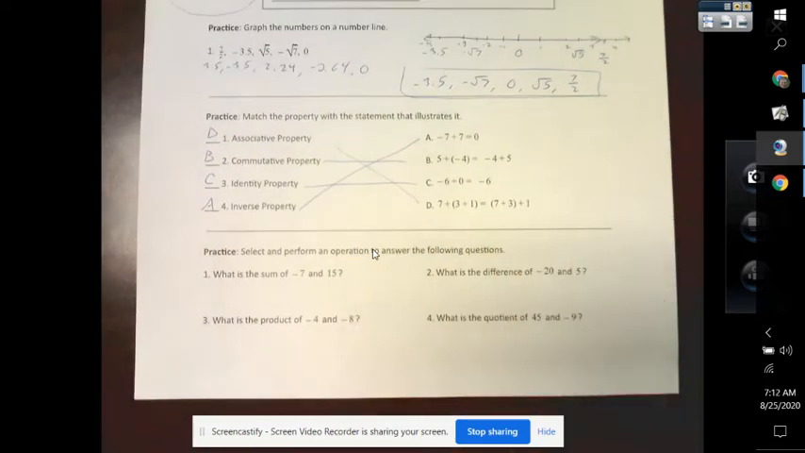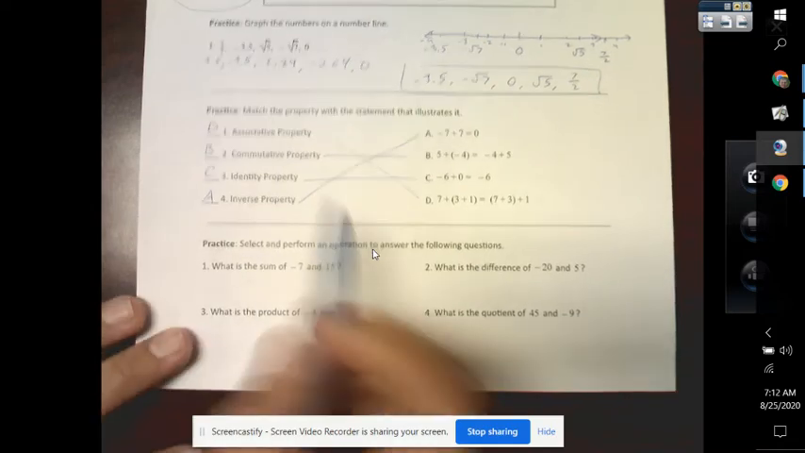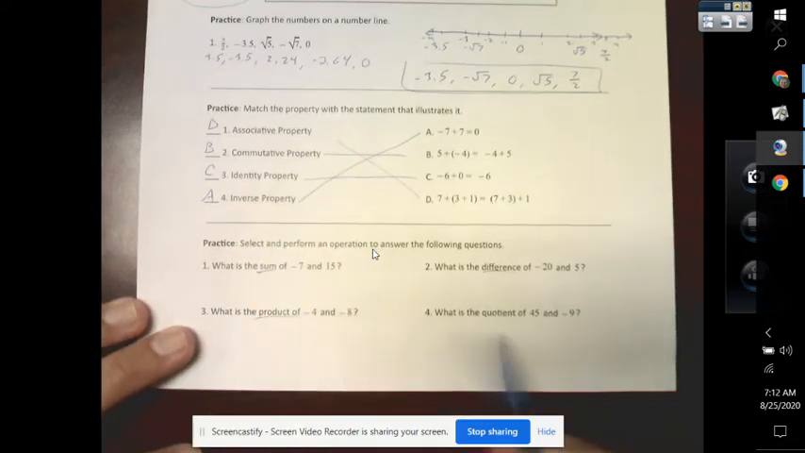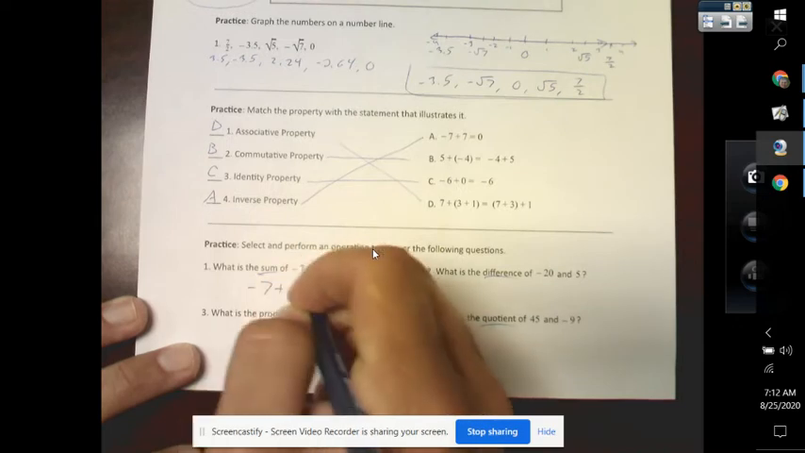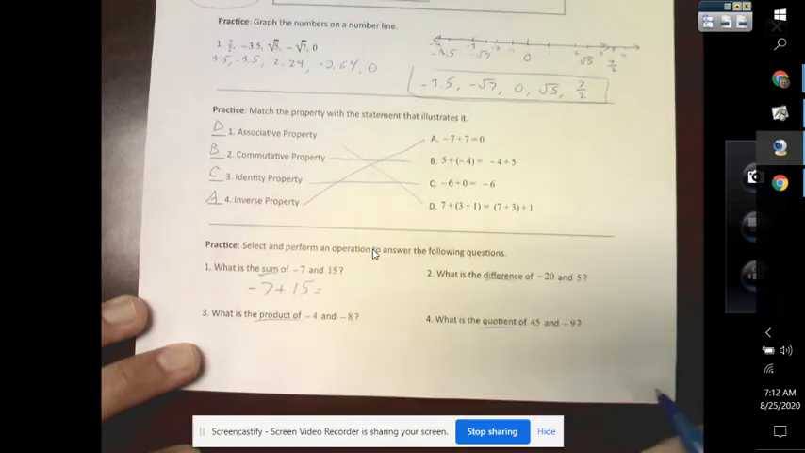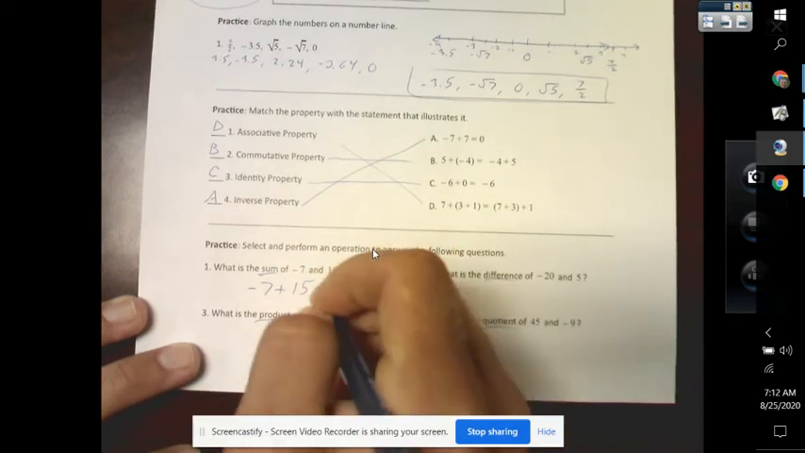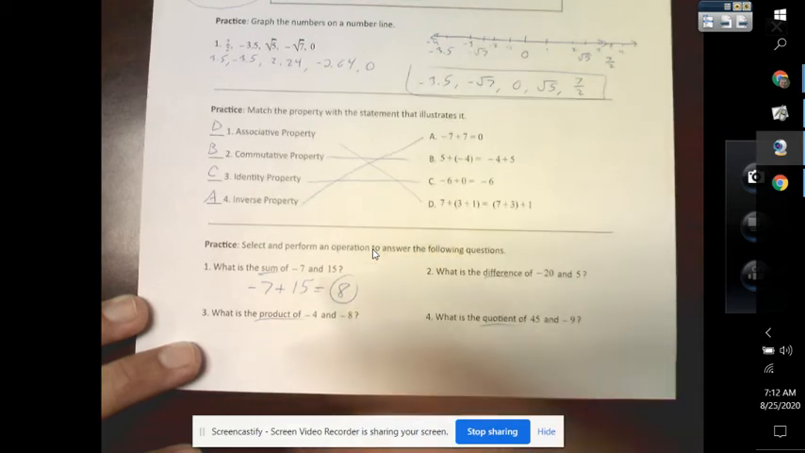Down here, select and perform an operation to answer the following questions. What is the sum? This is basically just to get you to remember some keywords we're going to use throughout the year. What's the sum of -7 and 15? Sum means addition. Okay, so boom, we've got 8 there. We're good. I'm not too worried, you guys can do that. I want you to know the vocab.